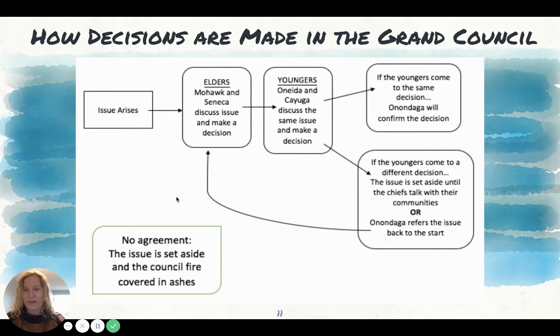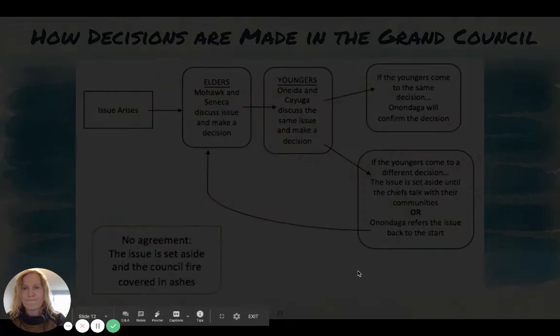They're going to cover the fire with ashes to say that there was no agreement made. And then they're going to say, go back to your homes, make a decision for your people as long as it does not harm the other people in the Iroquois Confederacy. So they can go ahead and make decisions for their people.